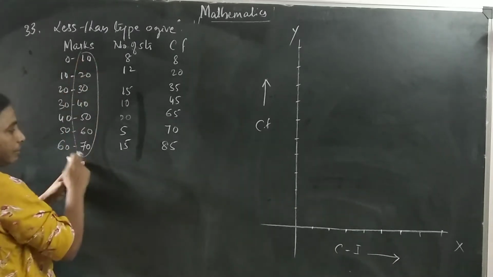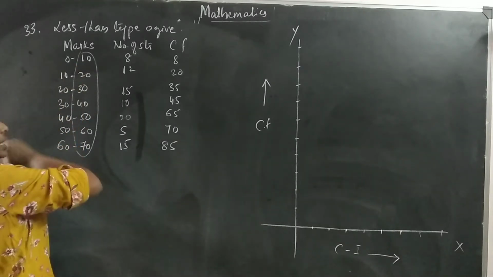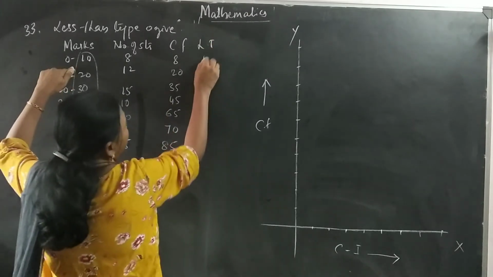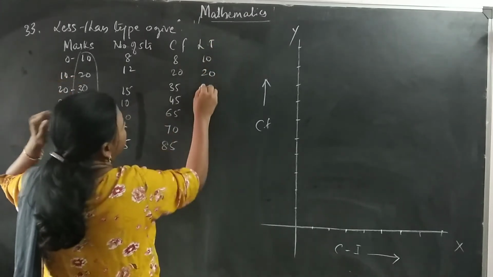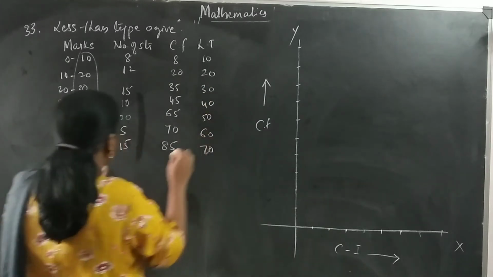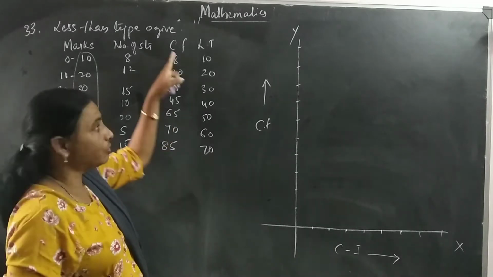Therefore it is this one, this side. Less than 10, less than 20, less than 30. Like that you have to write. Less than 10, less than 20, 30, 40, 50, 60, 70. That means less than these numbers. Now, cumulative frequency I have found out here.